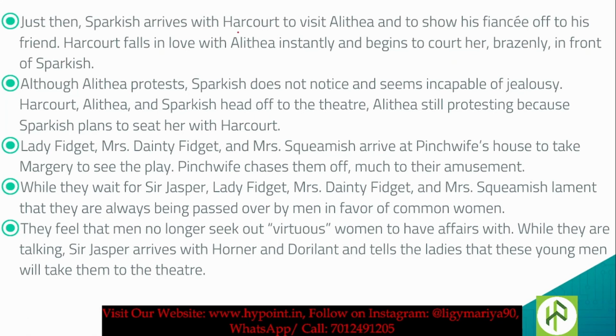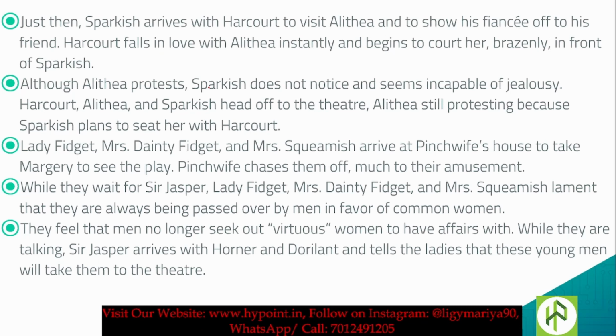Sparkish and Alethea are going to get married, and Sparkish arrives with Harcourt to show his fiancée off to his friend. Harcourt falls in love with Alethea instantly and begins to court her brazenly in front of Sparkish. Sparkish is a bore and arrogant. He never understands things directly. Although Alethea protests, Sparkish does not notice and seems incapable of jealousy.